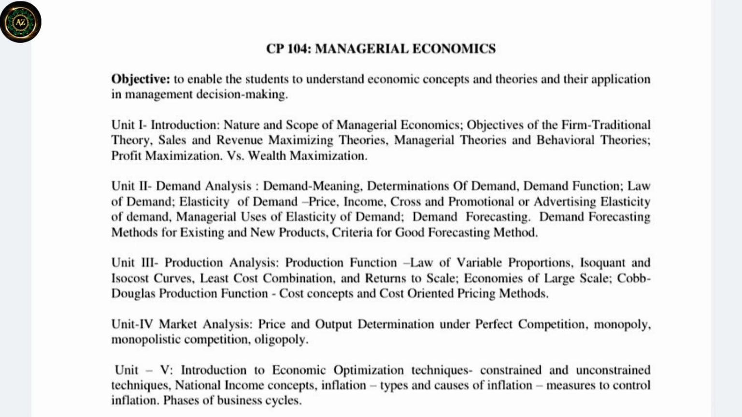Unit 3: Production Analysis, Production Function, Law of Variable Proportions, Isoquant and Isocost curves, least cost combination, returns to scale, economies of large scale, Cobb-Douglas production function, cost concepts and cost-oriented pricing methods. Unit 4: Market Analysis, Price and Output Determination under Perfect Competition, Monopoly, Monopolistic Competition, Oligopoly. Unit 5: Introduction to Economic Optimization Techniques, Constrained and Unconstrained Techniques, National Income Concepts, Inflation, Types and Causes of Inflation, Measures to Control Inflation, Phases of Business Cycles.